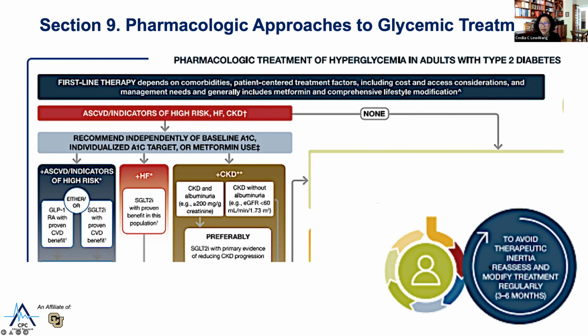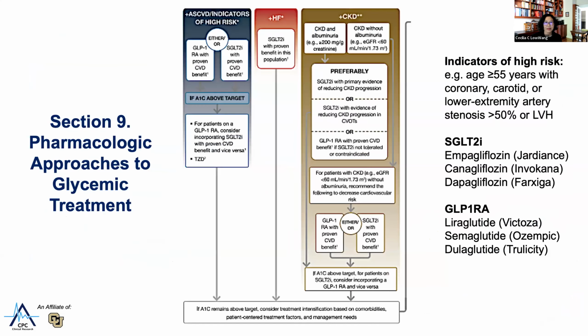And really this other part in the upper right-hand corner of the chart is that it's important to reassess and modify the treatment regularly, so every 3 to 6 months. We should be rethinking this every single time we see the patient. And here's a part further down on the left side. On top, I mentioned that if you have CKD with or without albuminuria, you need to be thinking about an SGLT2 that has evidence. That's actually most of them now.